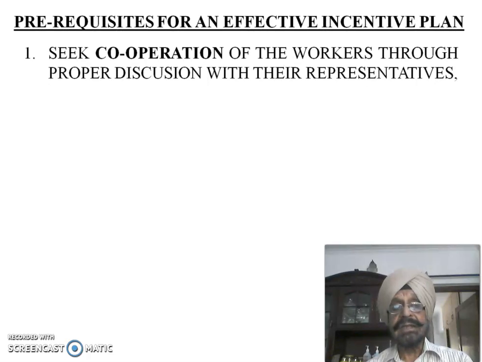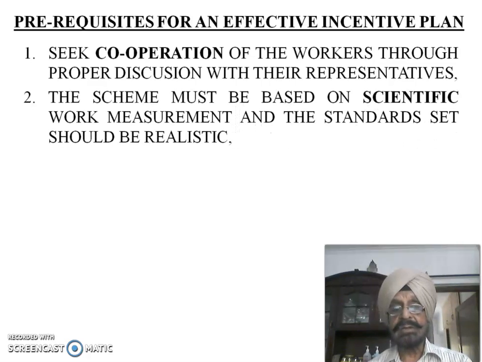Now there are certain prerequisites for an effective incentive plan, because the basic aim was that the person should be satisfied and treated equitably. So the first prerequisite is to seek cooperation of the workers through proper discussion with their representatives. Do not make a plan and then force it on the workers; it is better that you take them into confidence and then start a particular plan. The second is that the scheme must be based on some scientific work measurement, and the standard set should be realistic. So two things in that: there should be some way by which you can actually measure the performance, and also the standard should be realistic, that is, achievable.